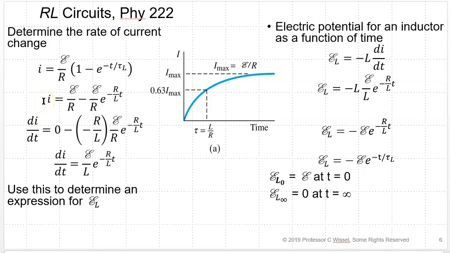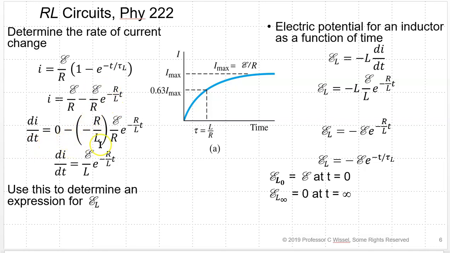And we say that I equals E over R minus E over R times the exponent minus R over L times T. We want to take the derivative of this to find the time rate of change of the current. Of course, the derivative of E over R is constant, so it's going to be 0. And then we can do the rest of this.